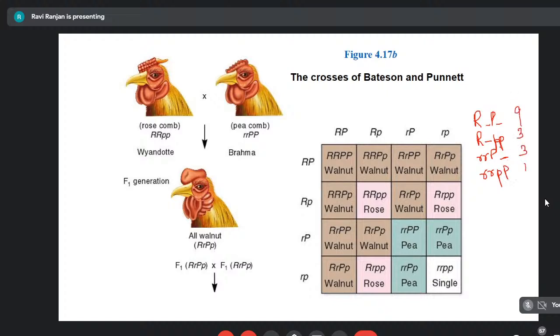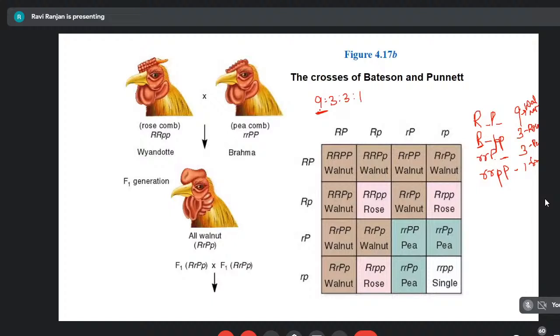So 9:3:3:1. I already told that capital R gives you rose, right? And when both of them are together, they give altogether a new look which is known as walnut, right? And when P is there, it will give pea. And when both of them are recessive, it will give single. So here you find a 9:3:3:1 ratio. But here this 9 is a new character added by the contribution of both the genes. Supplementary. Each of them supplements to give something new.